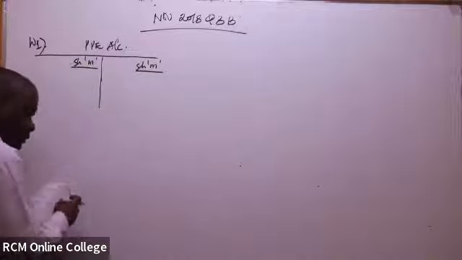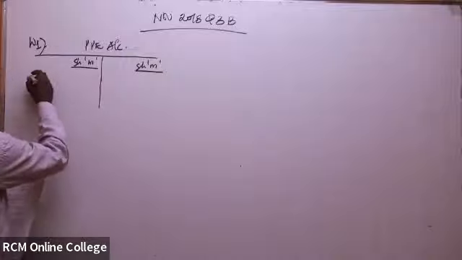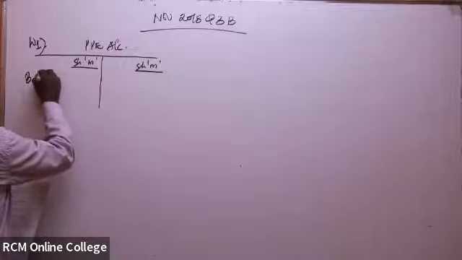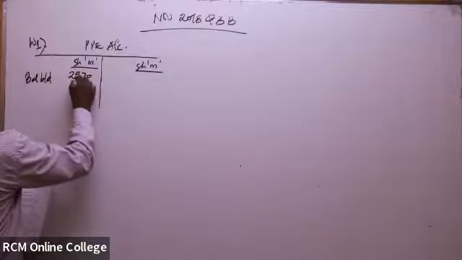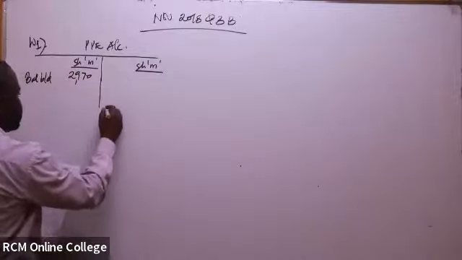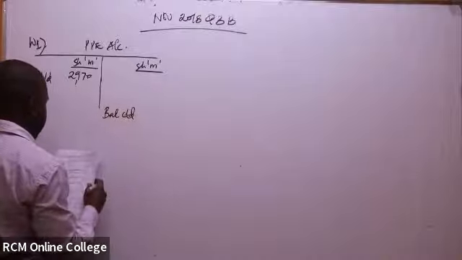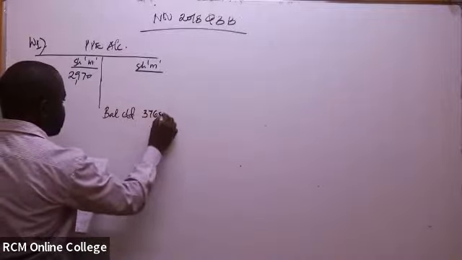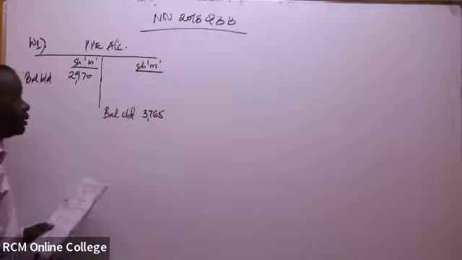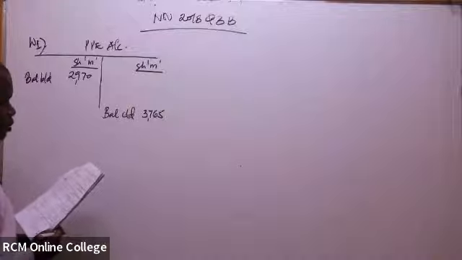of course, we'll have the balance brought down. It is in this case 2970. Then we have the balance carried down at the end of the year, which is in this case 3765. So that is as per note number 1. That's what you can see regarding the cost there.